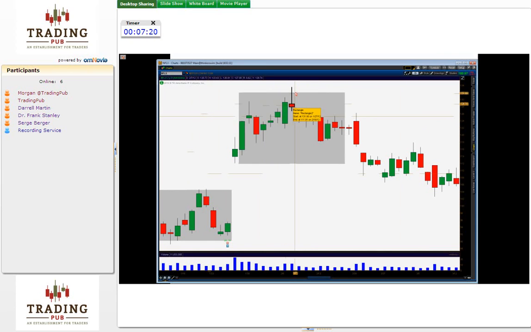The shooting star looks like this. I'm going to zoom in very close. The shooting star looks like it happens at the top of a trend. It has a small body and a long tail, a long wick. What does it tell me? It tells me essentially the opposite thing of what the hammer at the bottom does.